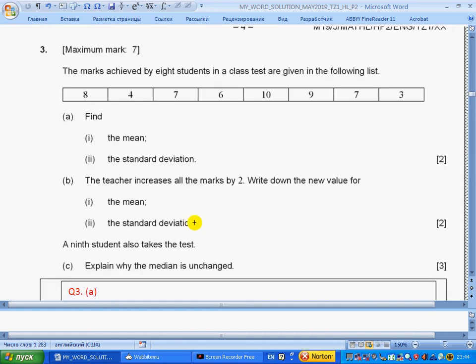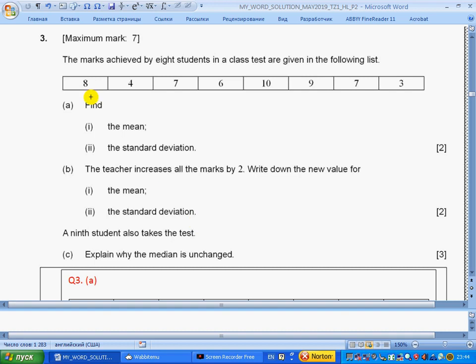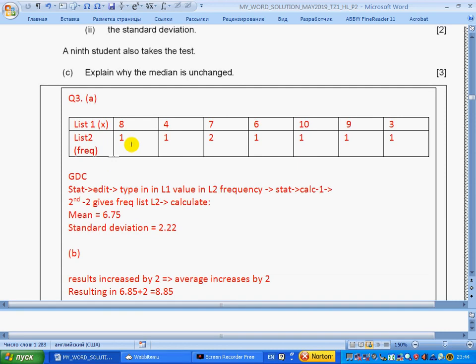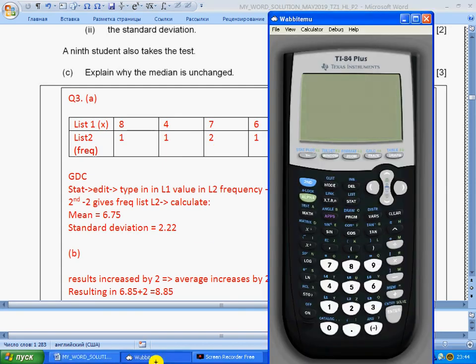Question 3. We have the marks achieved by 8 students in a class test given in the following list: 8, 4, 7, 6, 10, 9, 7, 3. Find the mean and the standard deviation. First of all, we copy this data, and we see that 7 is repeated 2 times, so its frequency is 2. We are going to use the graphing calculator.